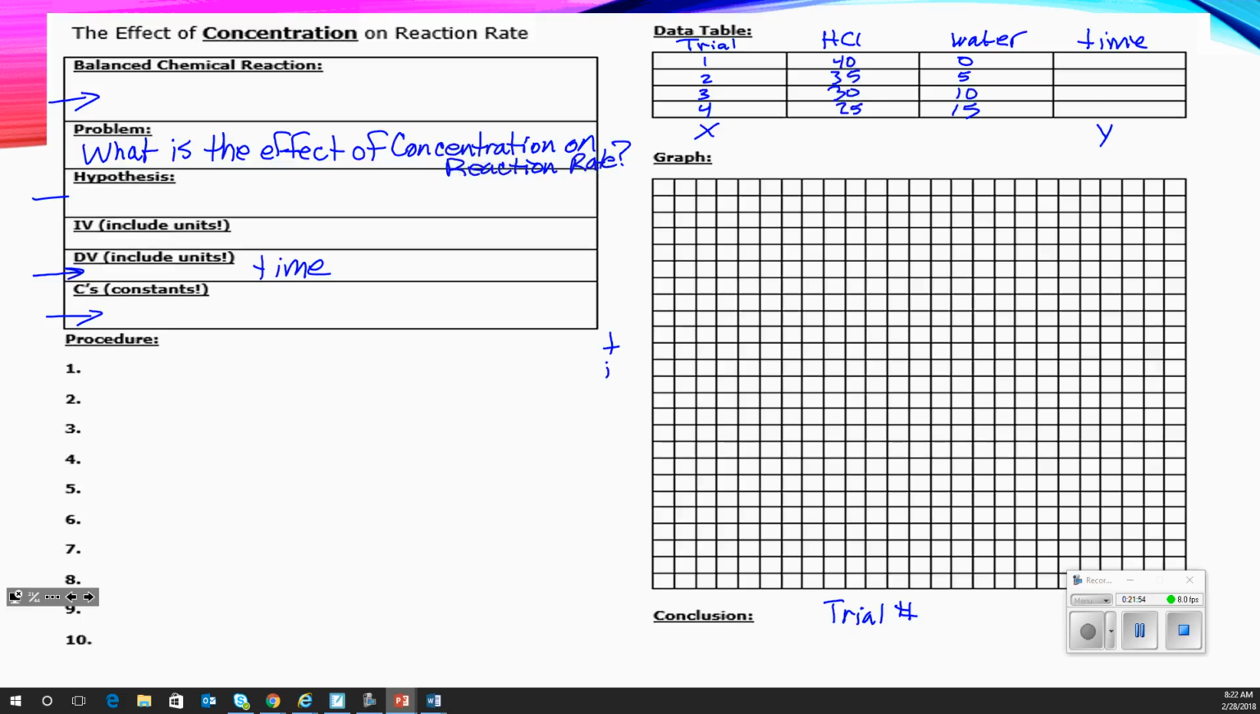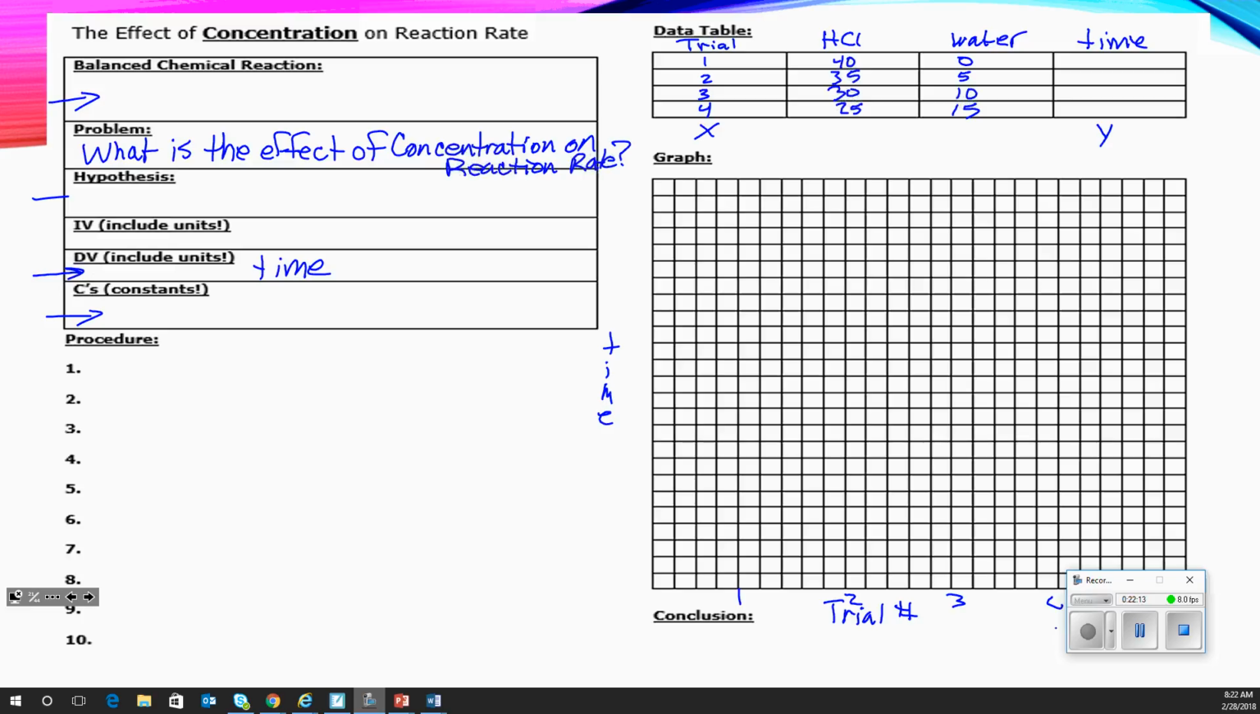So I can already put time, but I don't know how to divide it yet because I don't know what my results are going to be yet, right? So I'm going to wait on that. But I could put trial 1, 2, 3, 4, and make it as big as I possibly can. Okay? So don't give me an itty-bitty, teeny-weeny graph. Use as much as you can.